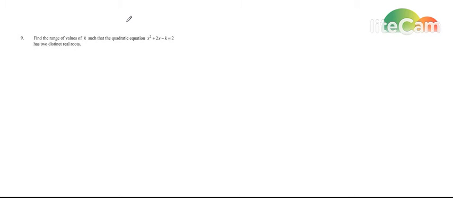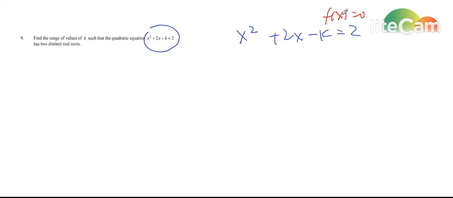And this is the questions related to the quadratic equations. And from these questions, we know that the quadratic equation is this one: x squared plus 2x minus k is equals to 2. For this equation, we need to modify it, because we always would like to have the function like that, f(x) is equals to 0.